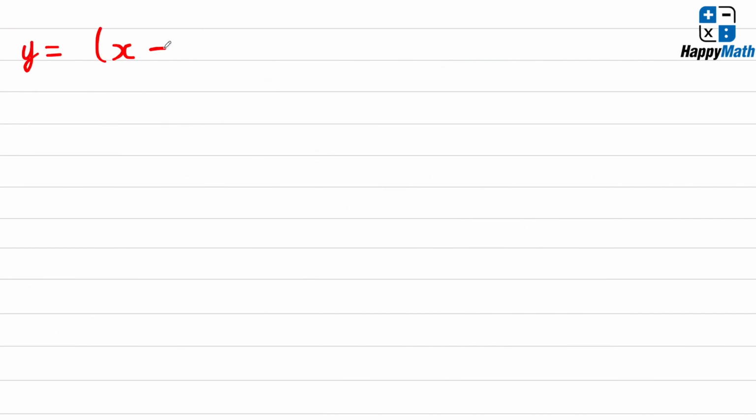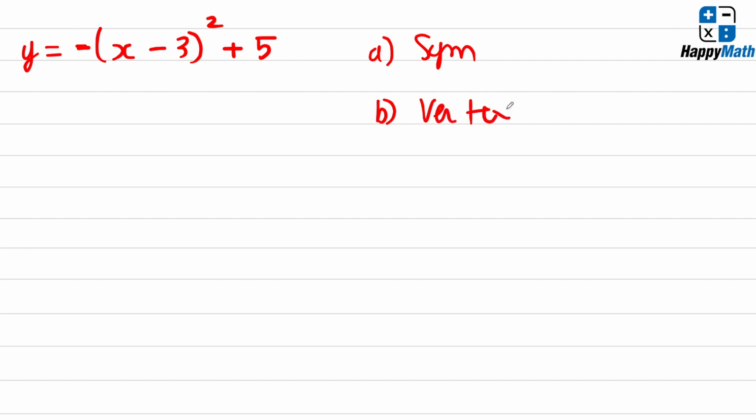You've got negative (h − 3) squared plus 5, but this one is negative. It's not plus anymore. This is negative (h − 3) squared. So how can you solve that? You have four questions about the axis of symmetry, about the vertex, about the h-intercept, and about the y-intercept.